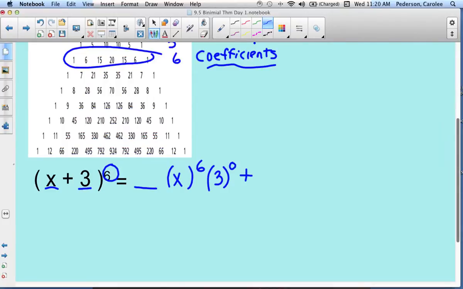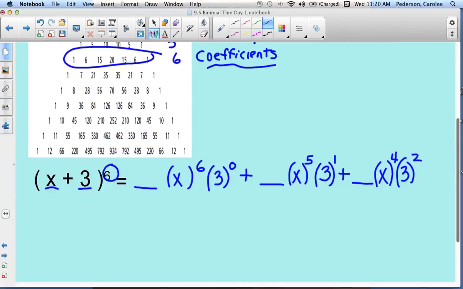And then plus, leave a blank, and now x, I'm going to decrease it by 1, so it's now x to the 5th, and I'm going to increase my 3, so it's to the 1st power. And then plus, leave a blank, x, decrease the x by 1, so it's x to the 4th, and now the 3 increases by 1, so now it's 3 squared.